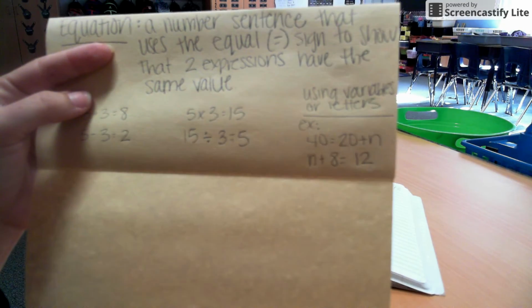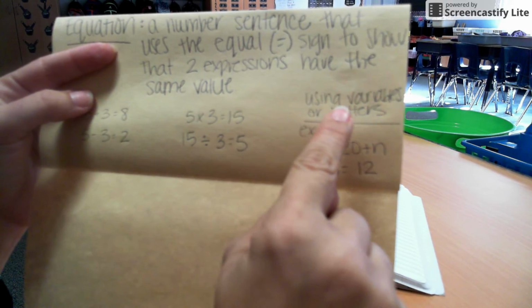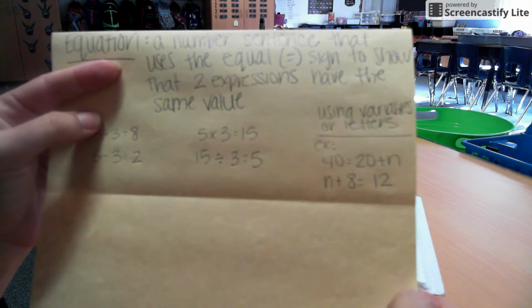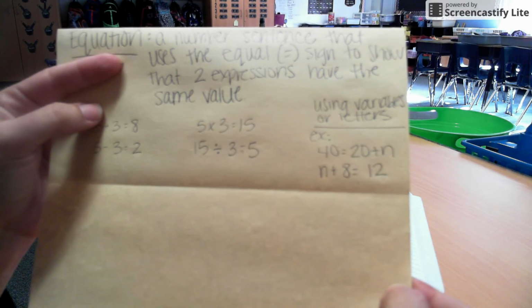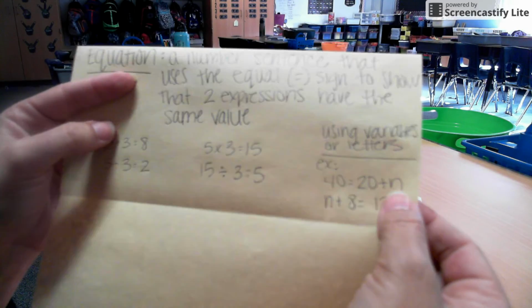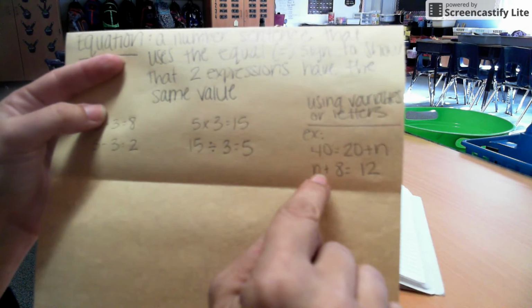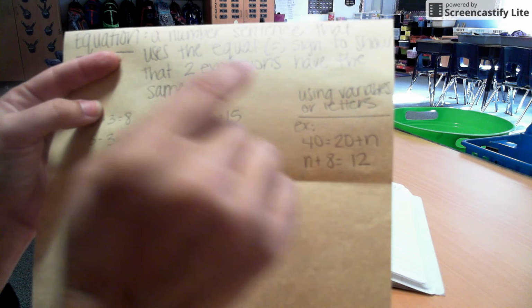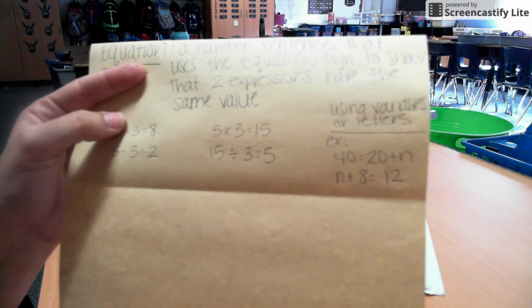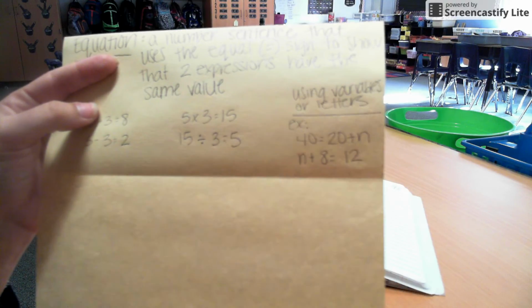So sometimes with equations, they're using variables or letters. So an example would be 40 equals 20 plus n, where we don't know what n is yet. We haven't solved for it. Or n plus 8 equals 12. So those would be ones where you're using variables, and then you would solve same way as before.